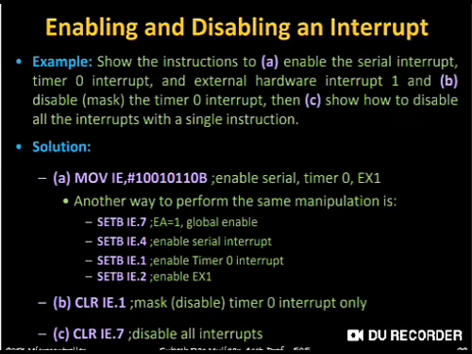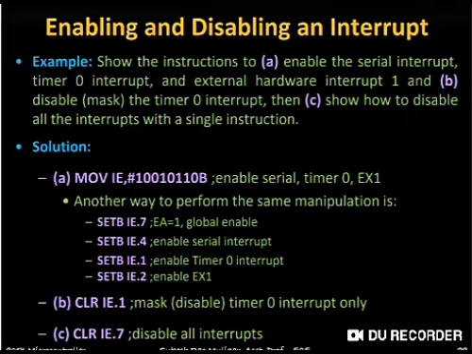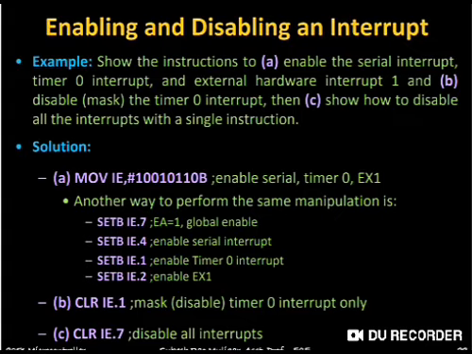which will first globally enable, done by the MSB bit, then IE 4th bit for the serial interrupt, the first bit for timer 0, and the second bit for enabling external 1, and so on. Similarly, if you want to disable only the timer 0 interrupt, you can clear the IE 1 bit. If you want to disable all, you clear the global enable bit, that is IE 7. This way we can individually control the global enable bit or individual interrupt bits by setting and resetting them.